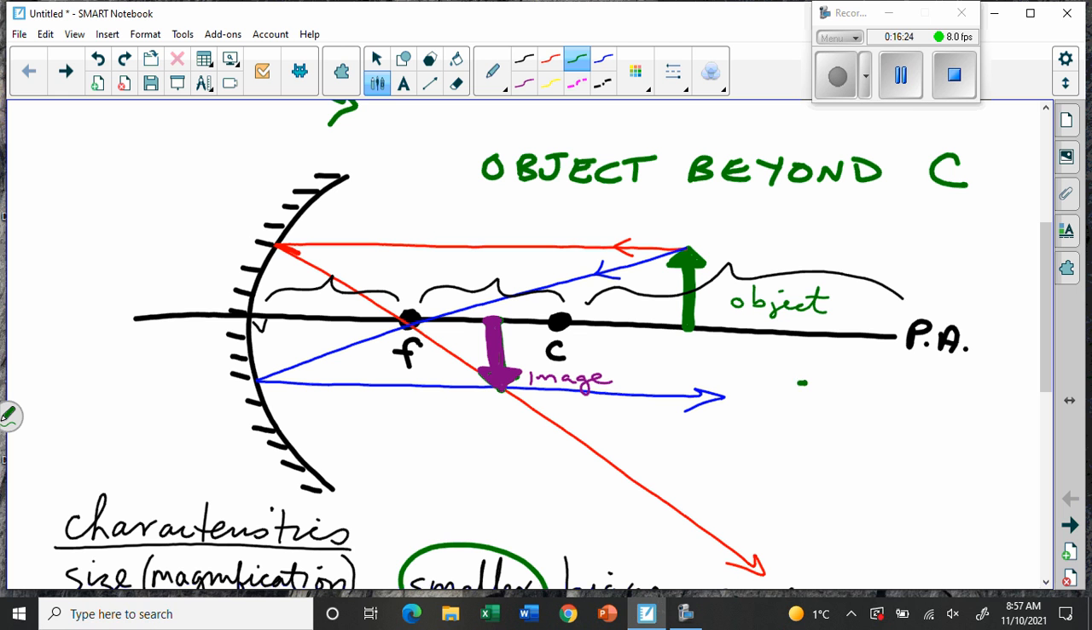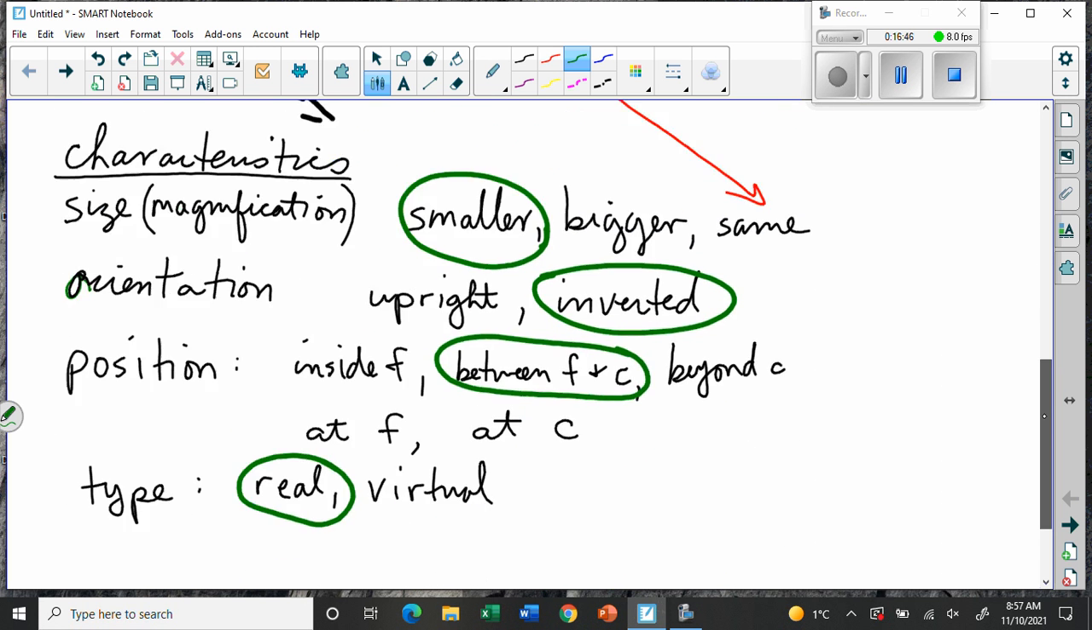That's where the object was. See here, it's out past C, our object. And these are the characteristics that go with what happens when you draw an object out beyond C. So now we're going to keep moving our object closer to the mirror and see what happens. We're now going to take our object and put it right on top of C in our next picture. And we're going to draw the rules and see what happens.